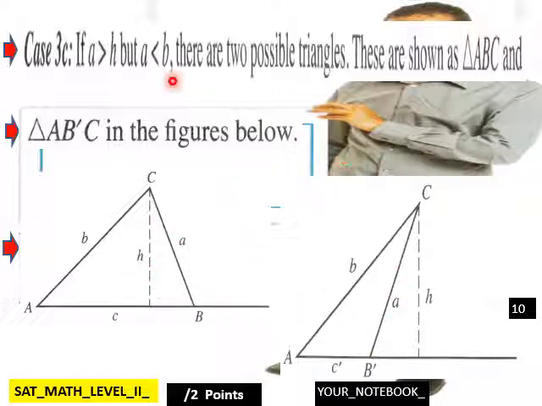When you have this situation, when a is greater than h, but a is less than b, so a is less than the original side length here, a can be swept over and create another triangle here. So you have two possible triangles when you have that kind of situation.